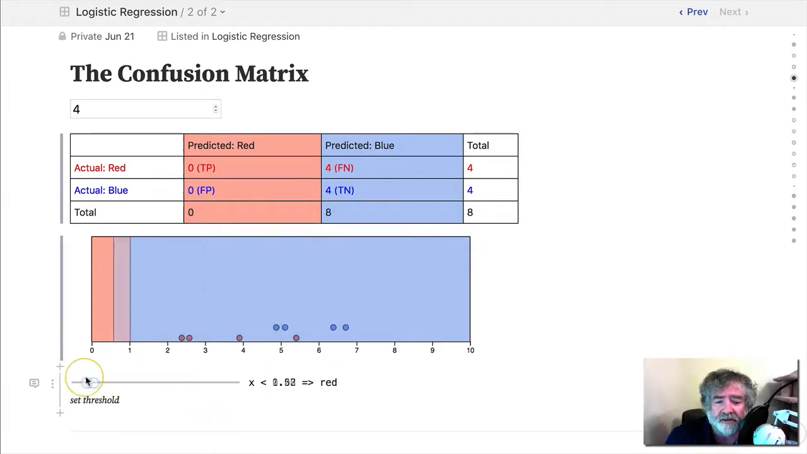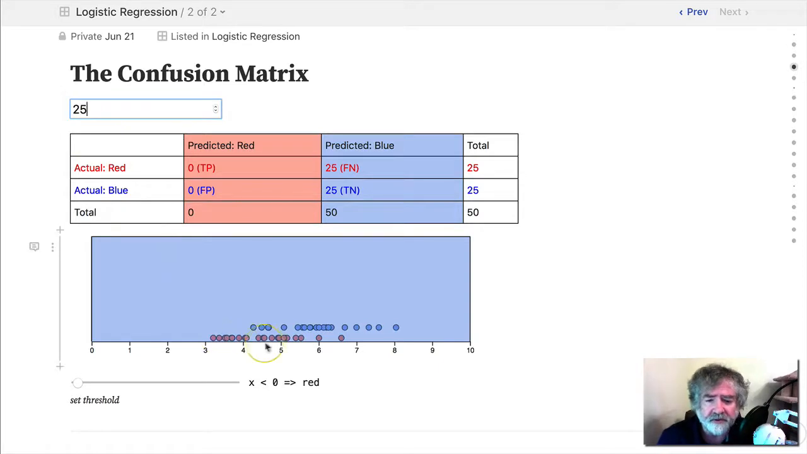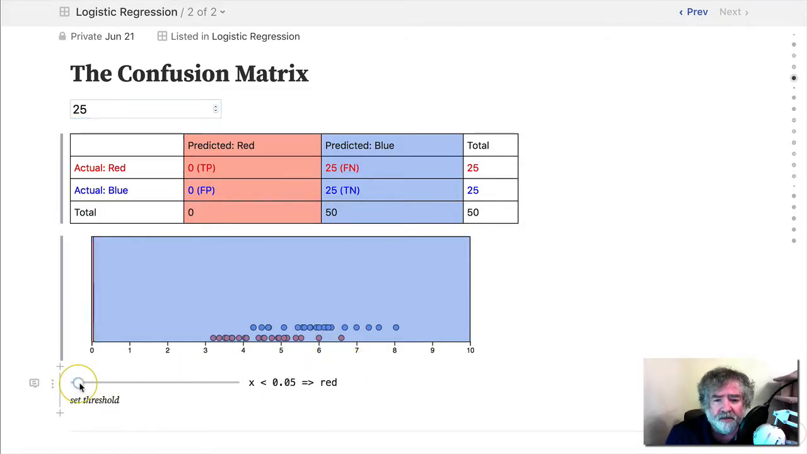Okay? So why don't we just, to wrap this up, maybe put some more points. How about if I put 25? So we got 25 of each, and some of them are overlapping others, so it's kind of hard to see. And we can now, as we move this, watch the confusion matrix. Right, so all 50 are on the blue side, nothing on the red side. But as you move over, if you watch these 2 cells, the positive classifications are going up, the negative classifications are going down. So that's what's happening.